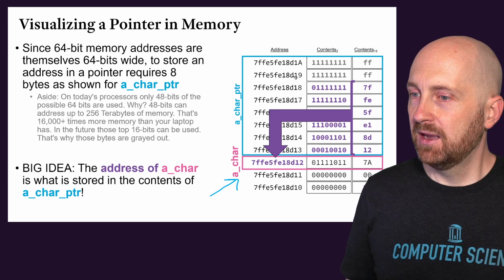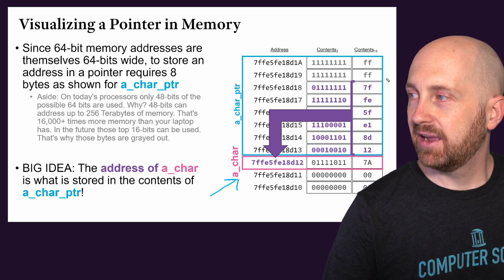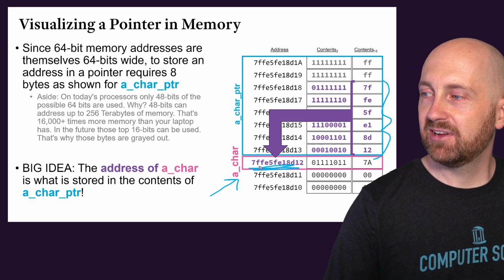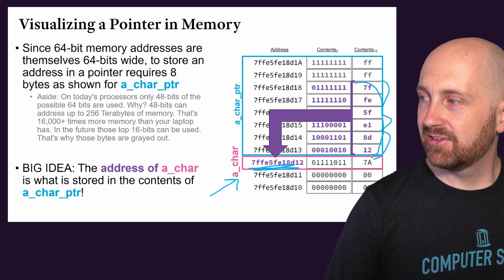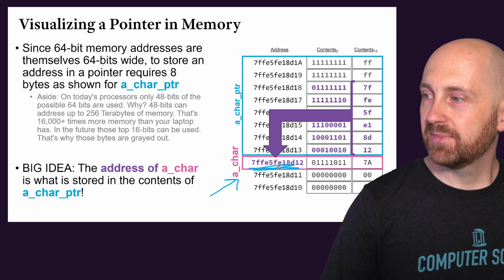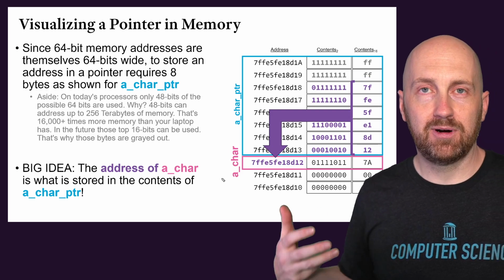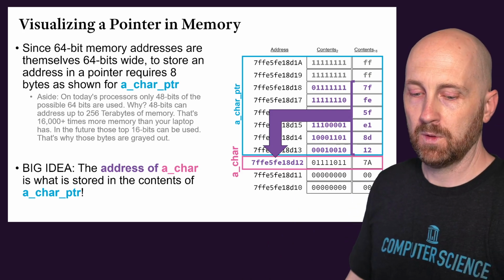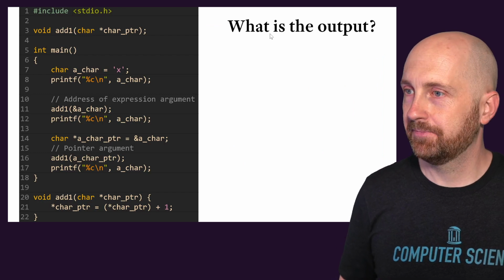But the big idea is that the address of A, and that's what I've highlighted in purple, right? So the address of A's contents in memory is what we're storing in the contents of a char pointer, right? And that's the big idea of what a pointer is. It's a reference or an address to somewhere else in your program. In your process, I should say.